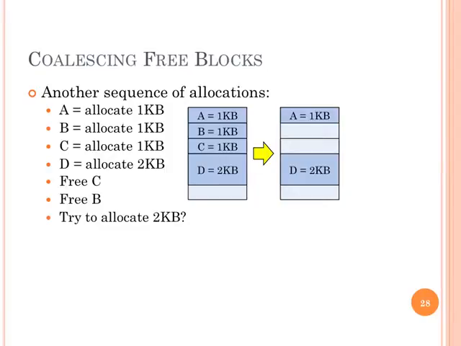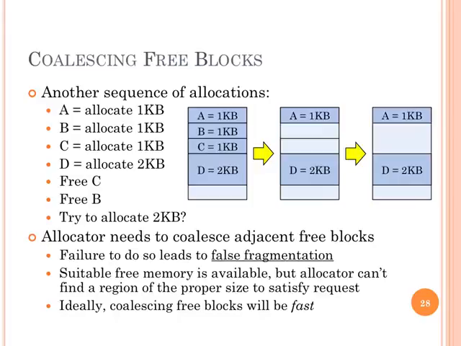Well, now we have another interesting situation. What if our allocator isn't intelligent enough to realize that these two chunks of memory are next to each other? It will still think that we don't have enough memory. So we call this false fragmentation, because we really do have the memory to satisfy the request, but the allocator isn't smart enough to realize that. Some students' homework 3 allocators suffer from false fragmentation.